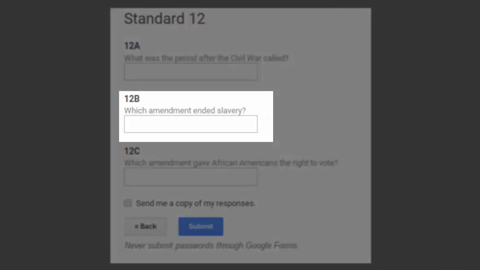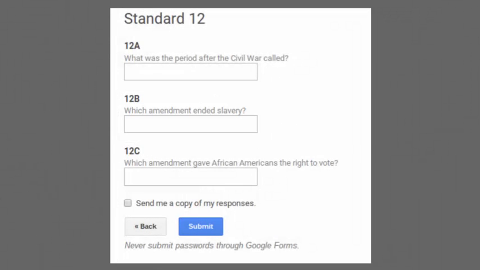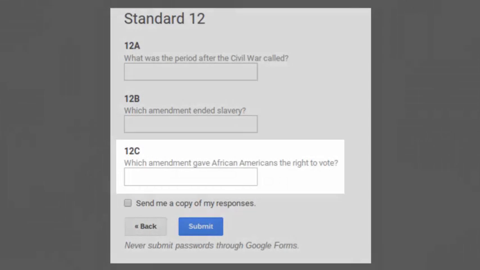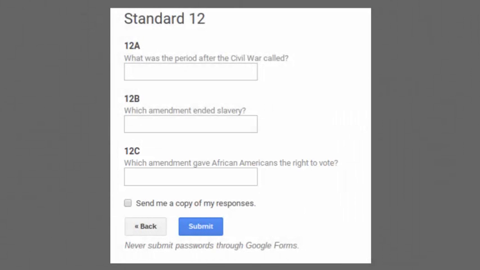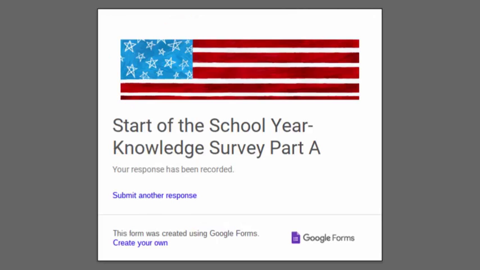12B. Which amendment ended slavery? 12C. Which amendment gave African Americans the right to vote? Once you are finished with this, click Submit. This is the screen you will see when you click Submit.